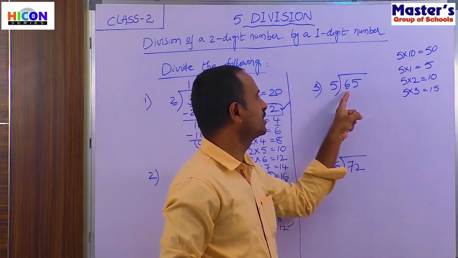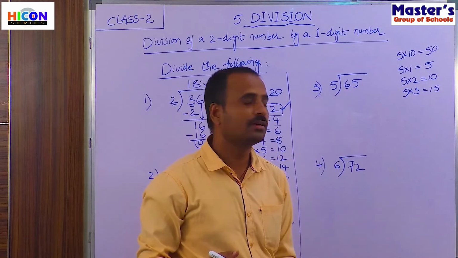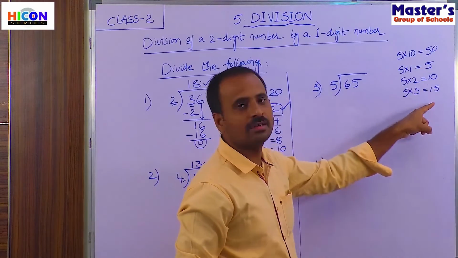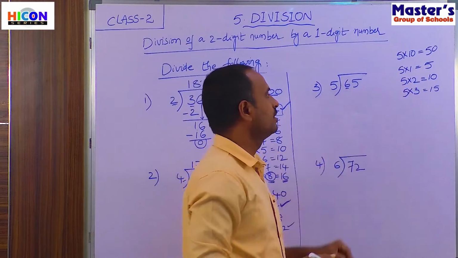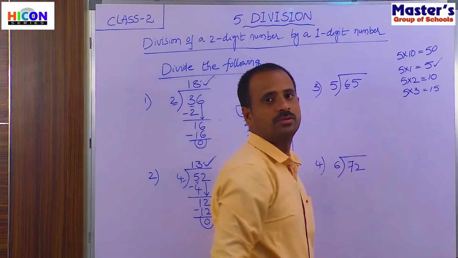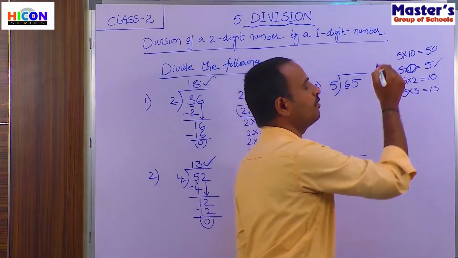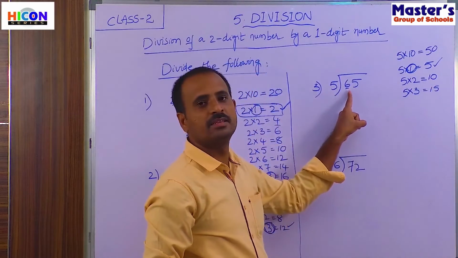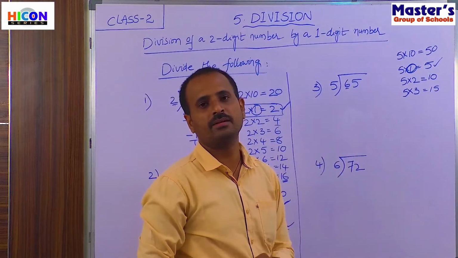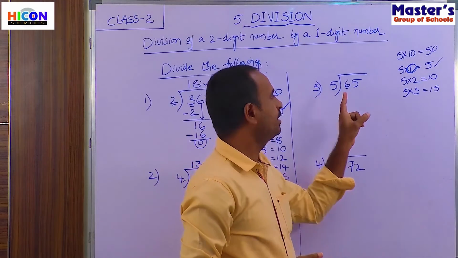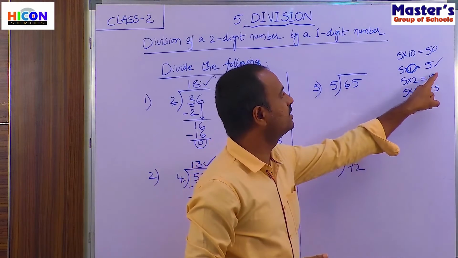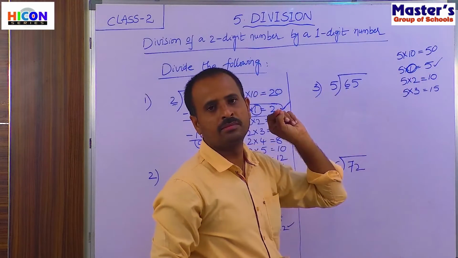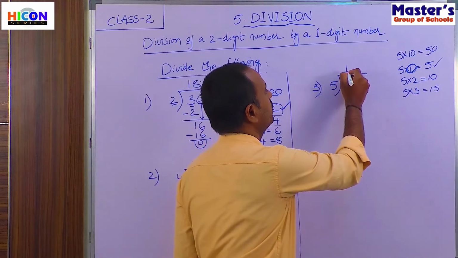If we did not get the number 6 in the fifth table, then we have to take the number which is less than 6. What is the number less than 6 here? The number less than 6 is 5. So we have to take how many times? We have to take 1 time. If we take 2 times, it will become 10, and 10 is more than 6, so it is not possible to subtract. That's why we have to take the number less than 6, which is 5. How many times to get 5? 1 time. So write this 1 in the quotient above the dividend.